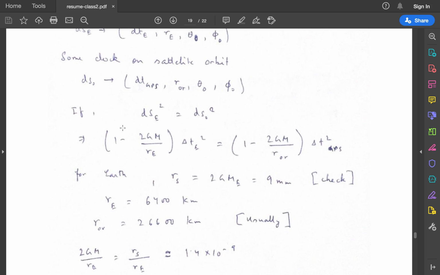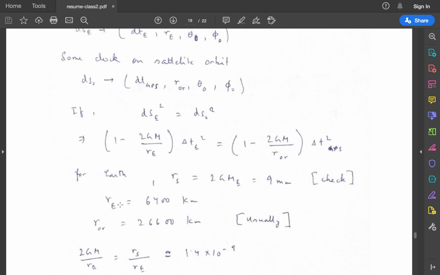So if I assume that the line element should be the same for both cases, then as theta 0, phi 0 and r are constant, what we have is (1 minus 2GM by r_E) delta t_E squared is equal to (1 minus 2GM by r_orbit) delta t squared of GPS. Okay, so what is 2GM? 2GM is nothing but the Schwarzschild radius, and for Earth this is very small. It is 9 millimeter. You can check that.